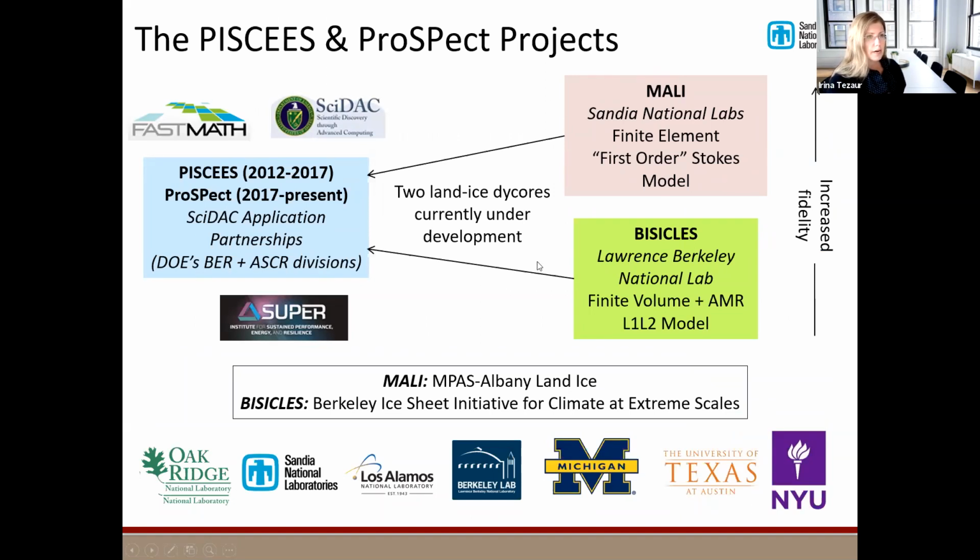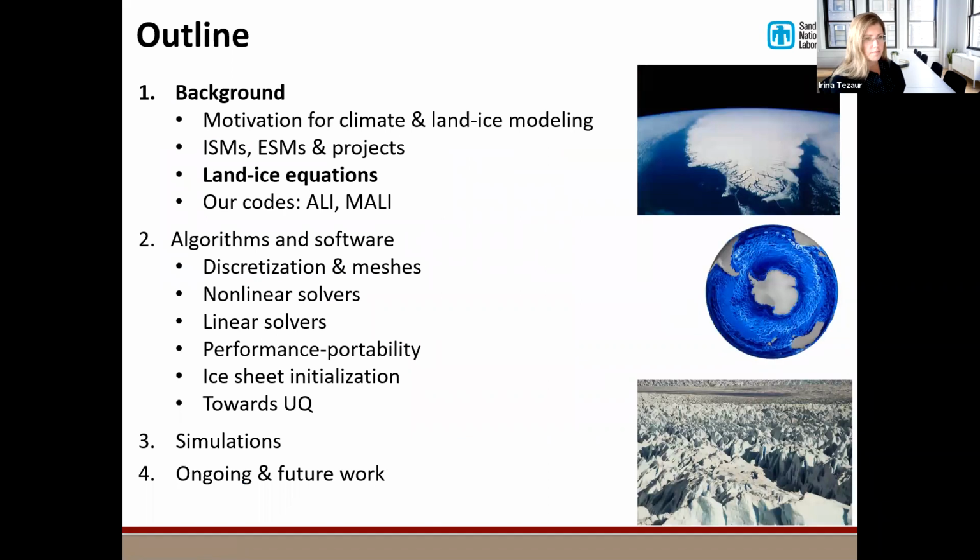Okay, so under these projects, we have had two dynamical cores developed. The one I'm talking about today, just so you are familiar with the acronyms, is called MALI, which stands for MPAS Albany Land Ice. And I'll talk a lot more about this in the coming slides. Just so you're aware, there is a second dynamical core out of Berkeley National Lab called BISICLES. This is actually a pretty cool model as well, with its own capabilities that are worth spending an hour or more on. So I won't cover this, but this is something else that we've been developing as a part of this project.